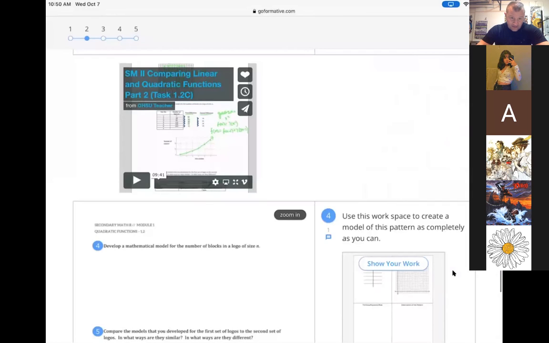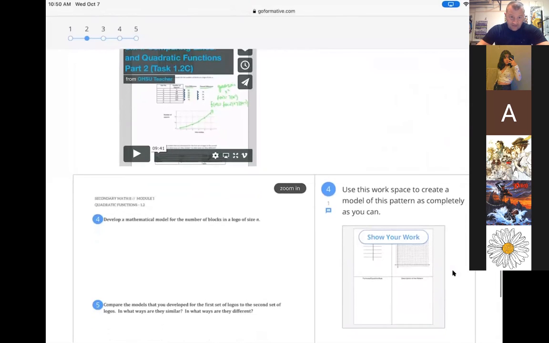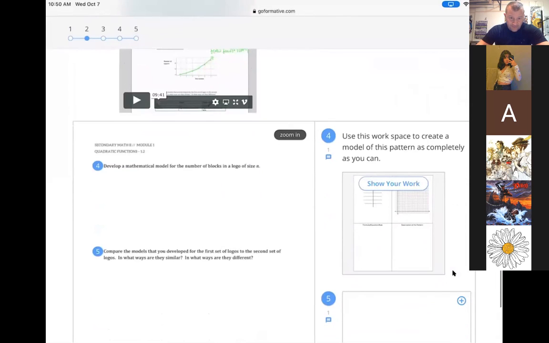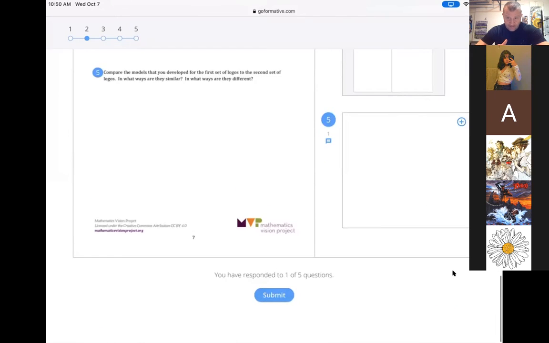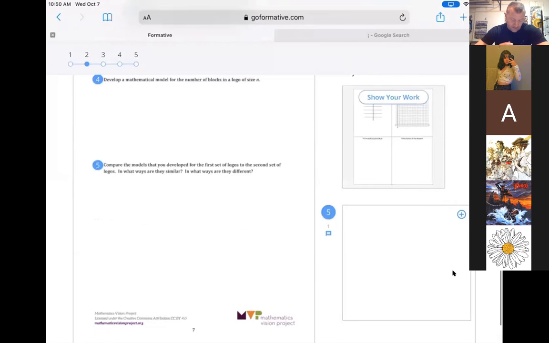in the task, okay? So she talked about the math models for 4, and then 5, compare the models you've developed for the first few set of logos to the second set of logos. How are they similar and how are they different? So you could talk a little bit about that, and then the task is over, done. Hit submit, and then you're finished.